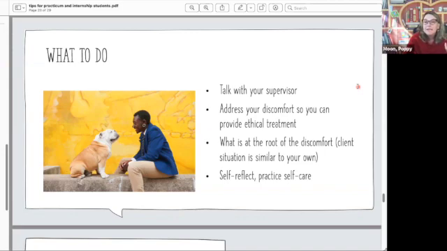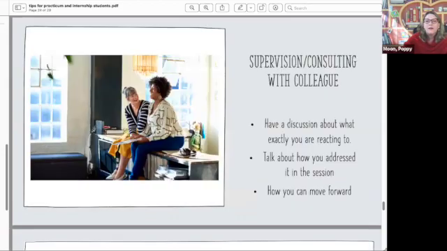Reflect on these things. I like to journal and practice self-care as well. It's great when you have someone supervising you, because you can talk with them exactly about what you were reacting to. They can look at the video of the session. You can talk about how you addressed it in the session. They can tell you, okay, I saw that you did this.